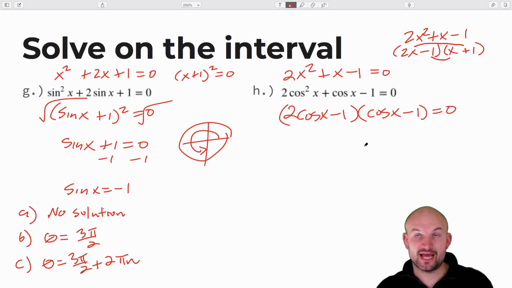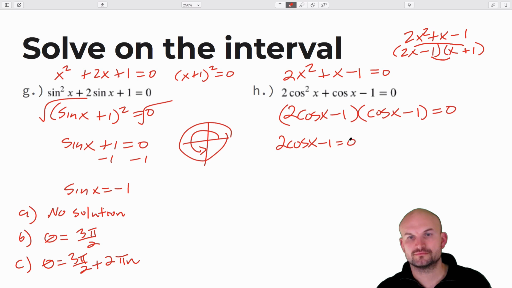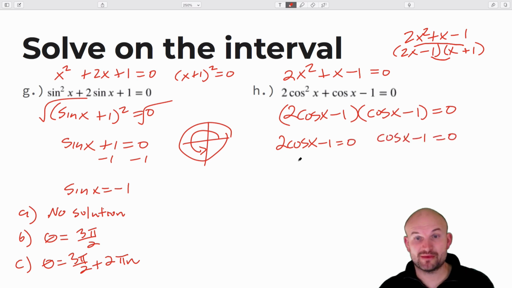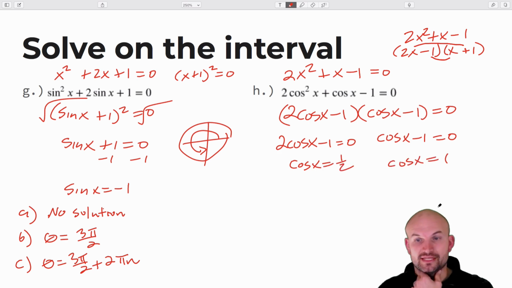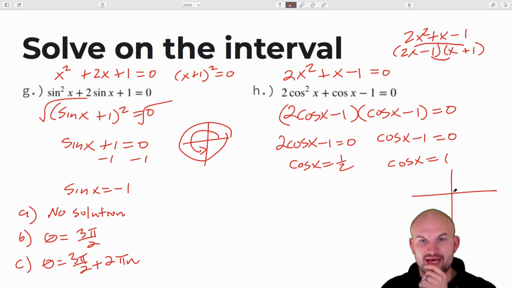Okay. Now I have a product equal to 0. I can apply the zero product property. Now I just use my inverse operations here. All right. Now, based on the unit circle, let's see here. We have 1/2. Where is 1/2? We have up here, and we also have 1/2 is going to be, that's a 1.